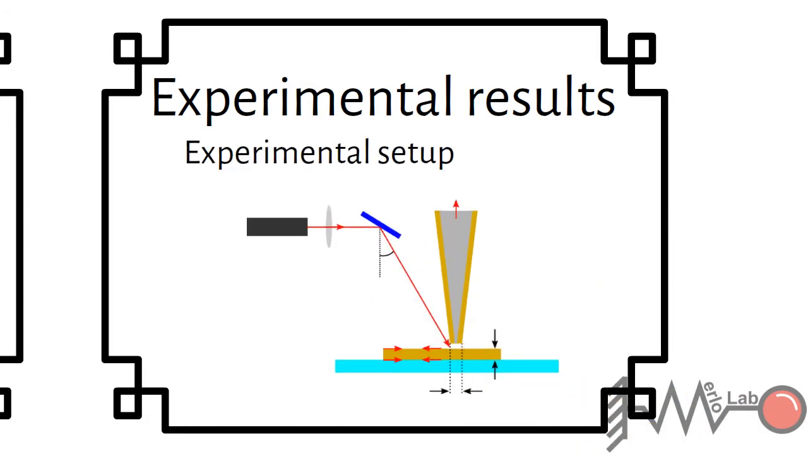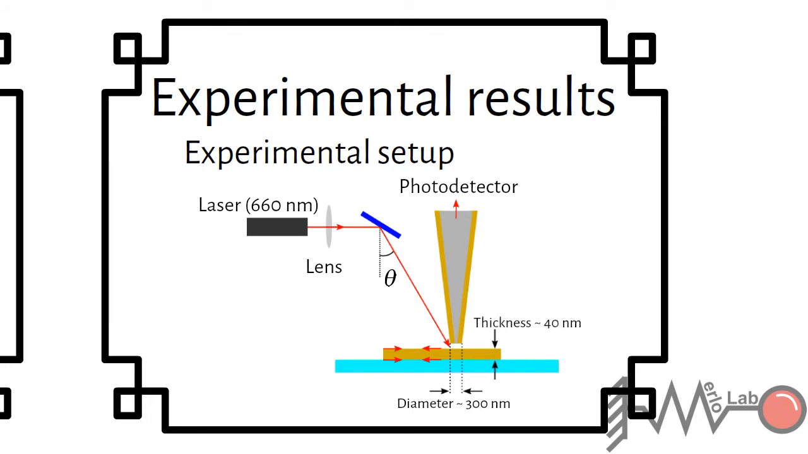The experimental setup was composed of a laser source with a wavelength of 660 nanometers with vertical polarization, a focusing lens with 20 centimeters focal length to bring the laser spot to a diameter of about 10 microns at the very end of the probe, an APD as photodetector at the end of the probe, and the probe that had a diameter of about 300 nanometers. Finally, the incident angle, theta, was 32 degrees with respect to the vertical.